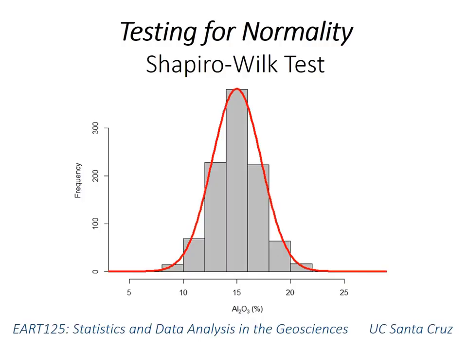Previous videos in this series have discussed parametric statistical tests, like the t-test or ANOVA, which require that the data be normally distributed. So you can use graphical methods, like a histogram, as you've done before, to assess that assumption. But what if the question you have specifically involves testing whether data follow a normal distribution or not? Well, the Shapiro-Wilk test is designed for that purpose.